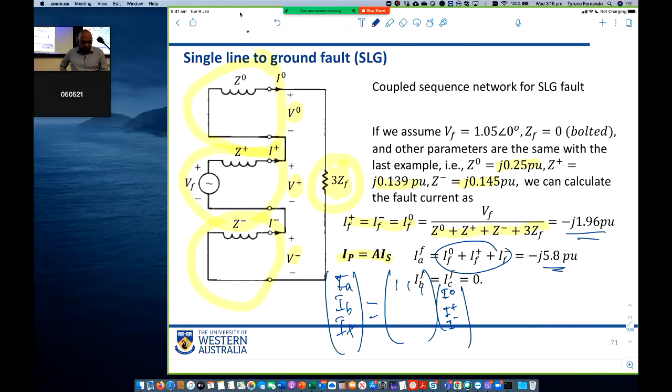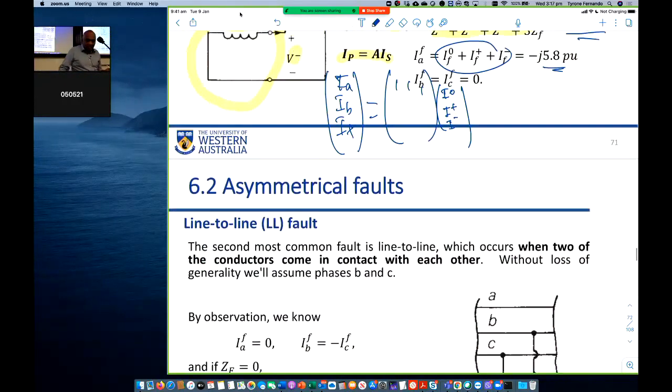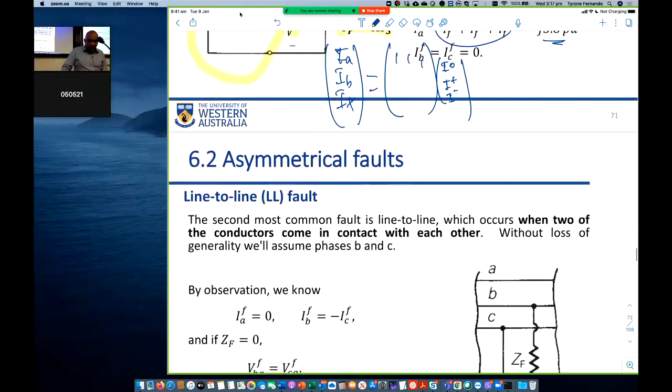And of course, if you do calculate IBF and ICF, it will be 0 because there is no current flowing through them. They are open terminals, so there's no current flowing through that. So that's the single line to ground fault calculation.